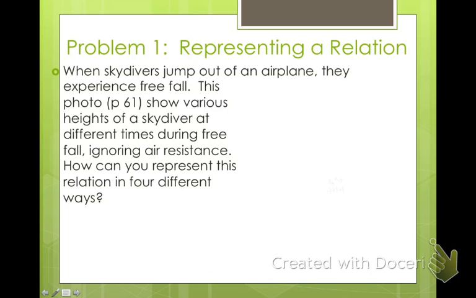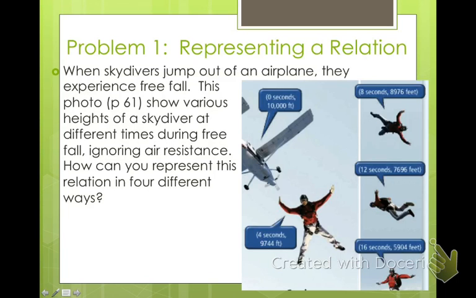Alright, so here we go. We have a skydiver that's jumping out of an airplane and experiences free fall. This is on page 61 in your book. You can see the height of the skydiver at different times during a free fall. And if we ignore air resistance, how can we write this relation in 4 different ways? So we have how many points here? 1, 2, 3, 4. We have 5 points.